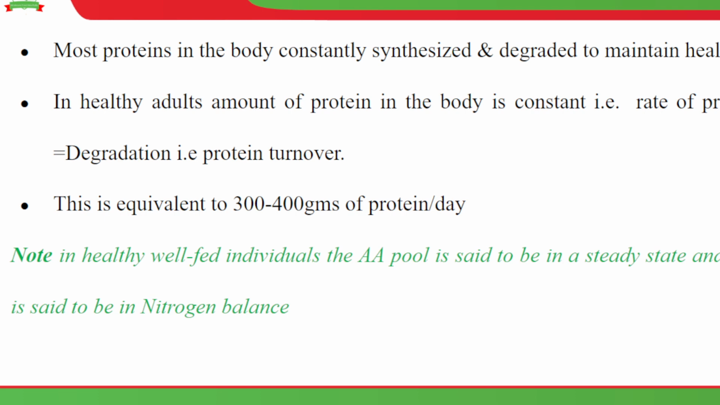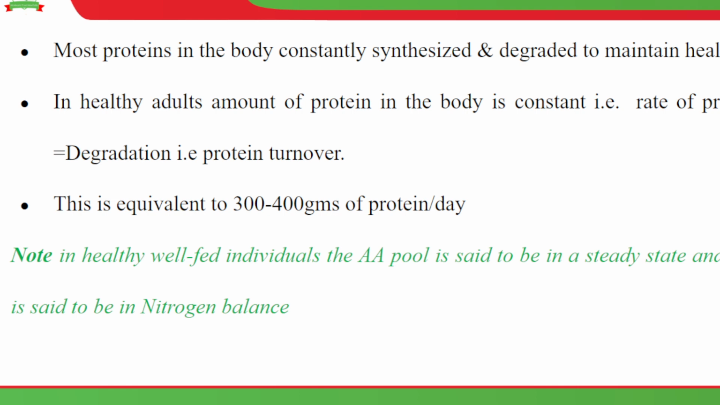So let's get to what you call protein turnover. Most proteins in the body are constantly synthesized and degraded to maintain health. So old cells can be destroyed and new cells formed to keep you healthy. In healthy adults, the amount of protein in the body is constant, meaning the rate of protein synthesis is the same as the rate of degradation. The rate at which your protein is being made and the rate at which it is broken down is the same, and that's what we call protein turnover.